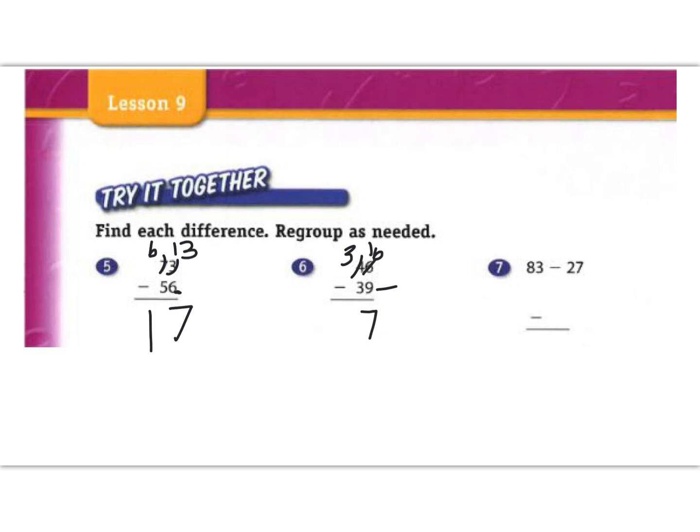83 minus 27, let's rewrite it. So 83 minus 27, well, again, more on the floor right here. So go next door, take 10 more, make the 8 into a 7, and then bring 10 over here. 10 plus 3 is 13. 13 minus 7 is 6. 7 minus 2 is 5. So our answer is 56.